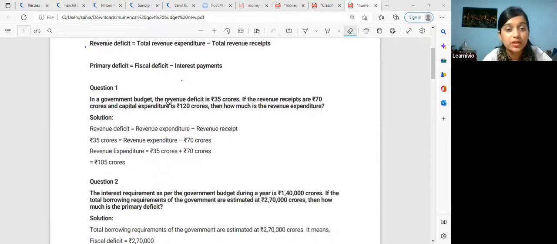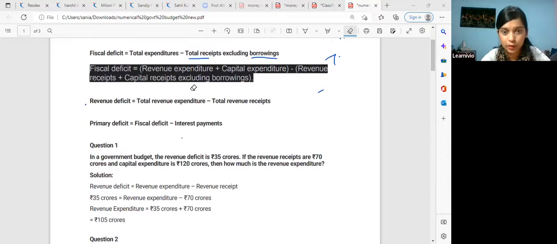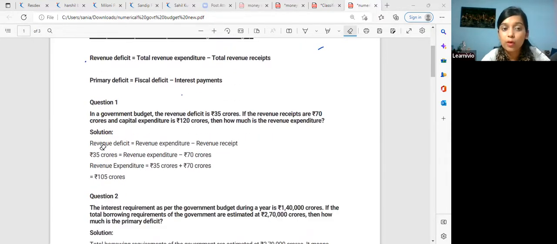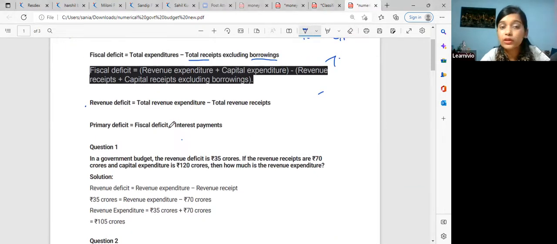In a government budget, the revenue deficit is rupees 35 crore. If the revenue receipts are 70 crore and capital expenditure is 120 crore, then how much should the revenue expenditure be? Basically, you have to find the revenue expenditure. So what will be the formula? Of course, you will be using this formula. First you have to think about which formula you are going to use, because you have only three formulas.